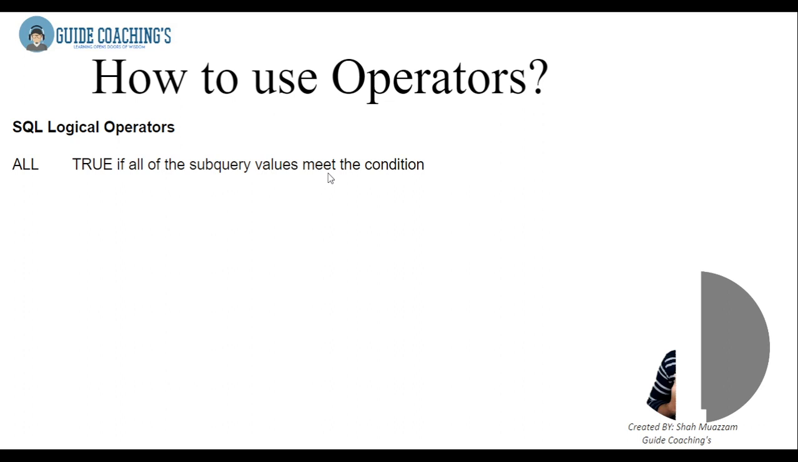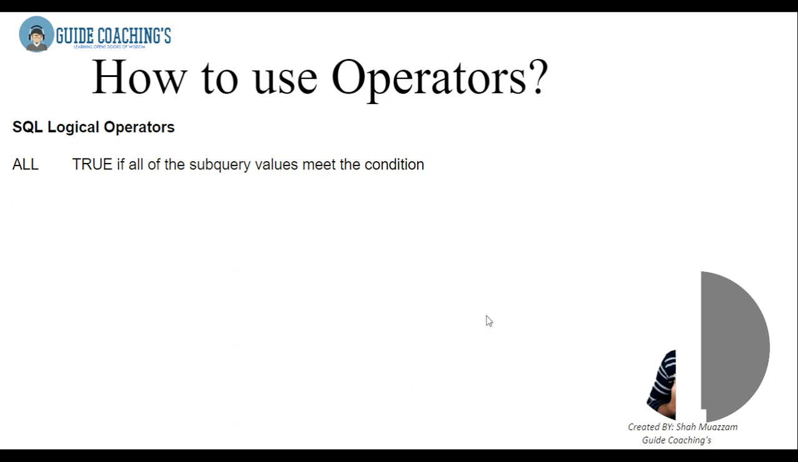So what happens when we use ALL? ALL is true if all the subquery values meet the condition. So we have certain conditions in the subquery. As I mentioned, it is used with a nested query or subquery. So when a subquery has all the results as true, it returns true.